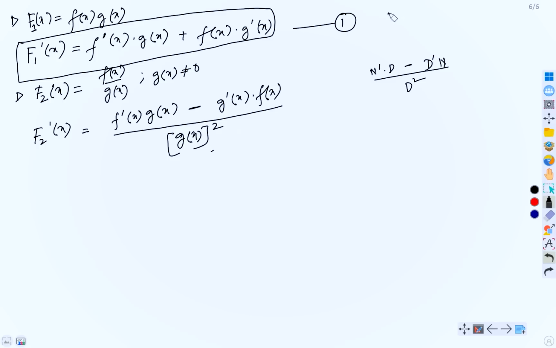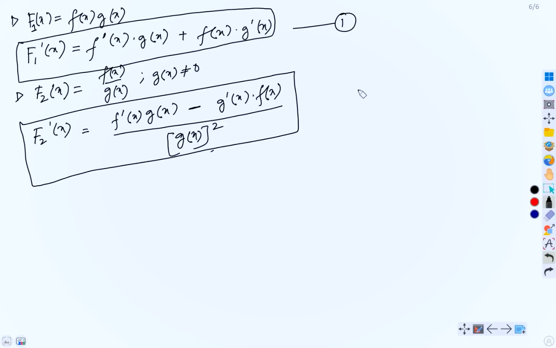f dash g plus g dash f, then plus, and here f dash g minus g dash f, then divided by g square, okay? I hope you have understood the formula, and once you do 3-4 examples, you will automatically remember the formula, so there is nothing to worry about it, okay? So let's do some problems first.